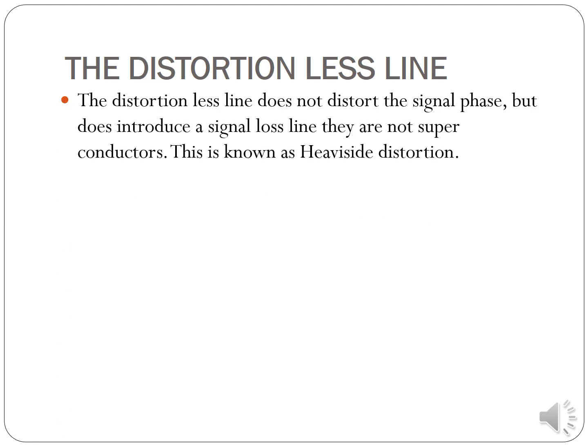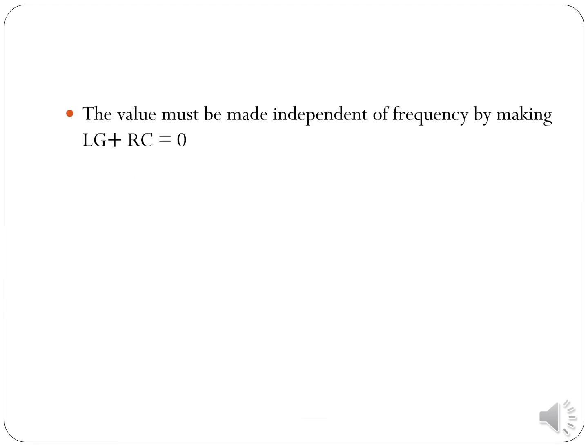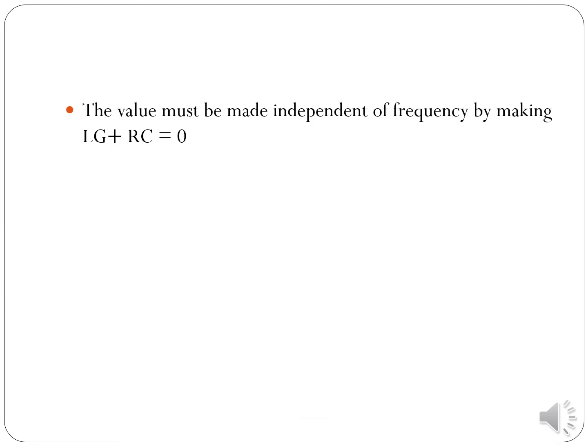Distortionless line. A distortionless line does not distort the signal phase, but it introduces a signal loss. They are not superior conductors. They are called Heaviside distortionless lines. Alpha equals square root of ((RG minus omega square LC) plus or minus square root of ((RG minus omega square LC) the whole square plus omega square (LC plus RG) the whole square)) by 2. The value must be made independent of frequency by making RC plus LG equal to 0.